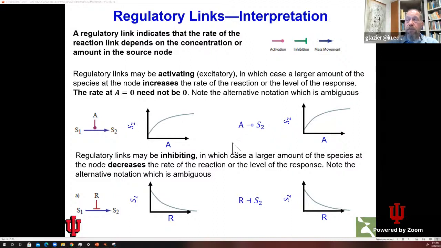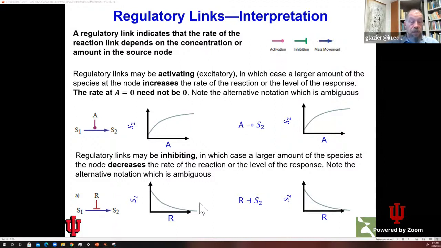So the example I gave here was S1 is going to S2, and it's activated by A. That means the more A I have, the faster I produce S2. Here, R inhibits the transformation of S1 to S2. So the more R I get, the slower or the less S2 I get.